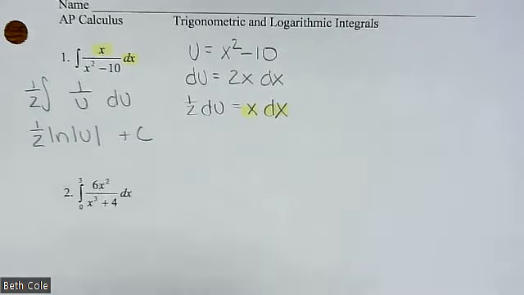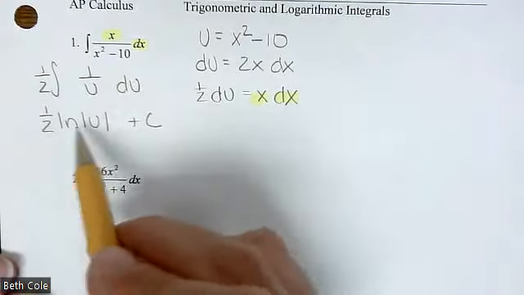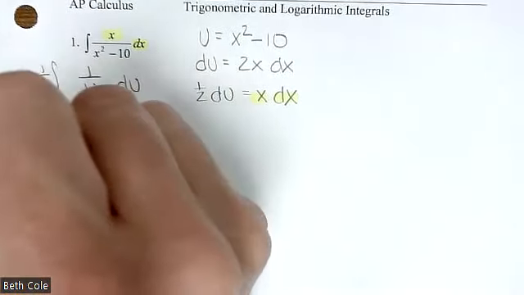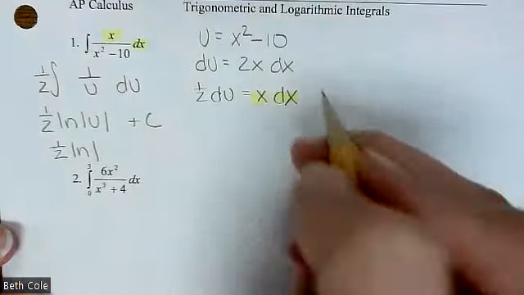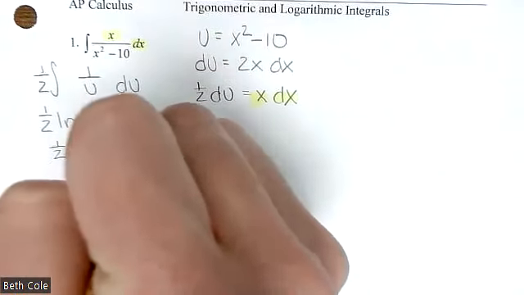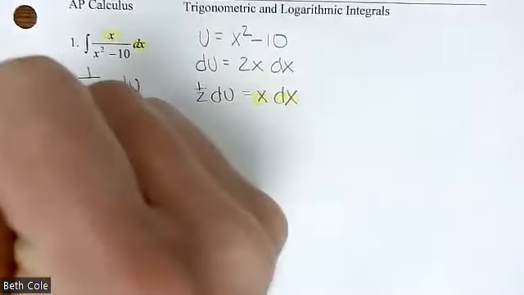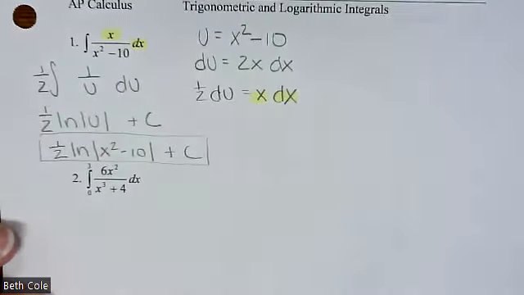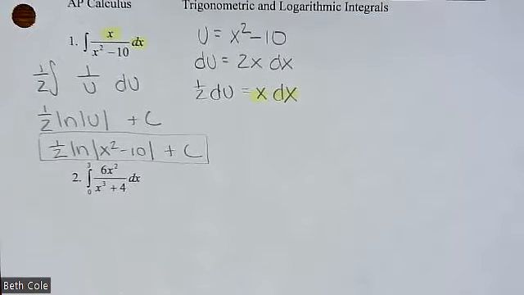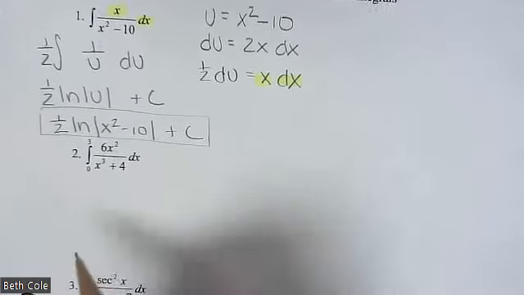All right. And then your last step is to put this stuff back in for u. So your final answer is 1/2 ln absolute value x squared minus 10 plus c. And I hope that doesn't really feel new to you. I hope you're like, isn't that kind of what we learned last time? Yeah, the only difference is I did one that has an ln. Okay. So let's try that again.